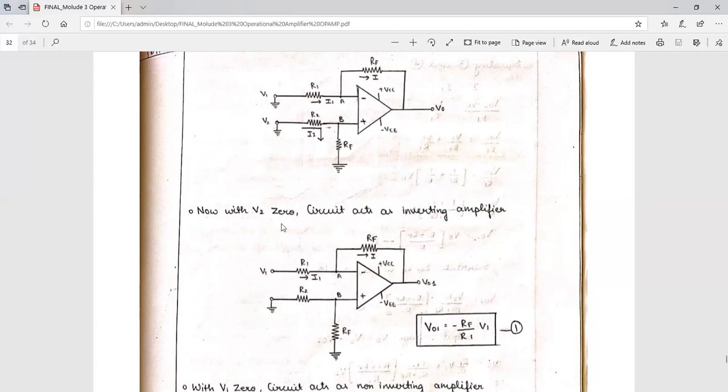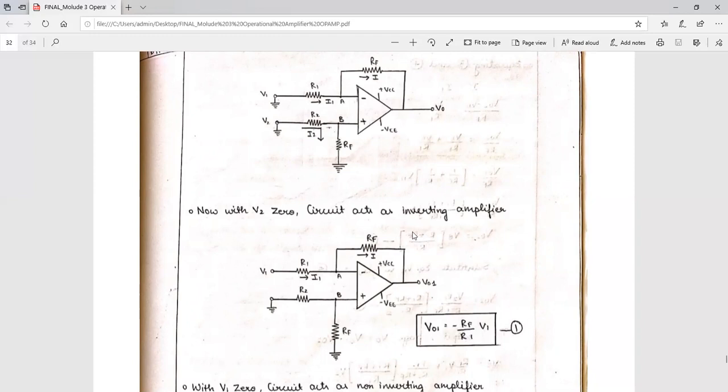Now if you see, this circuit is behaving like an inverting amplifier. The output of an inverting amplifier is equal to minus RF by R1 into V in. So what is V in here in this particular circuit? V in is equivalent to V1. So therefore we directly get the expression for V output 1, which is V output 1 equal to minus RF by R1 into V1.